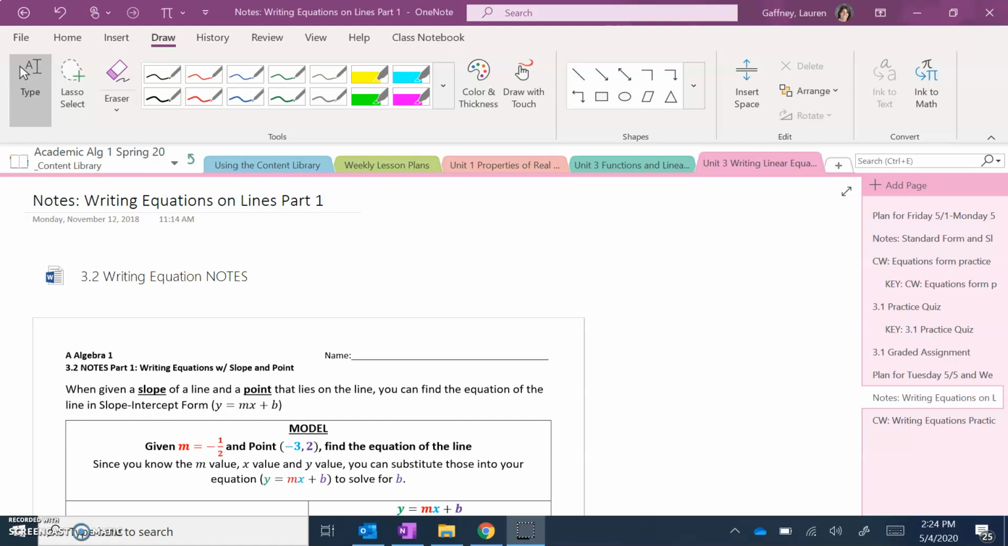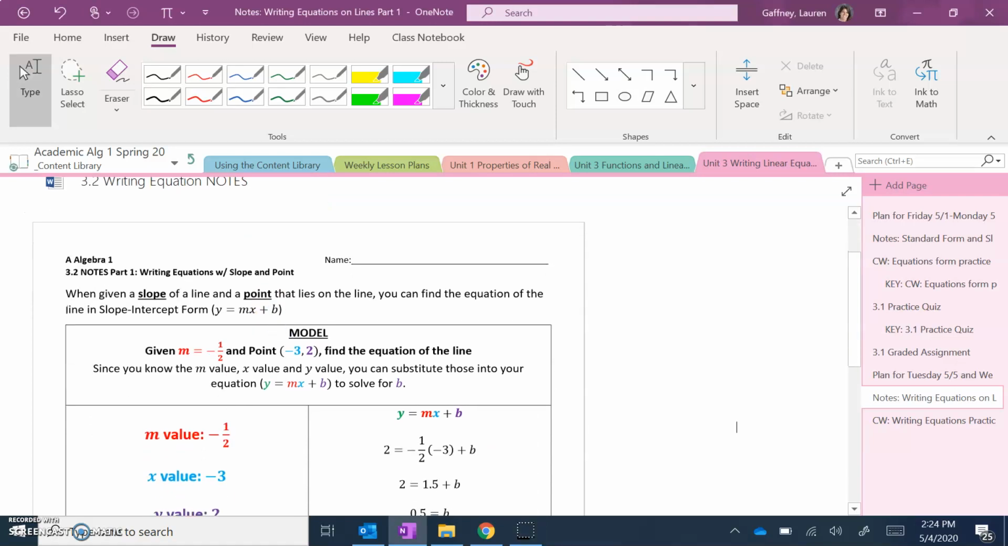Okay, so this is all about writing equations. So we're going to start with writing equations in slope-intercept form. So remember, slope-intercept form is y equals mx plus b. Okay, when given slope and a point. So in the last section, we wrote it in slope-intercept form when given a graph. So now we're going to just be given slope and a point.